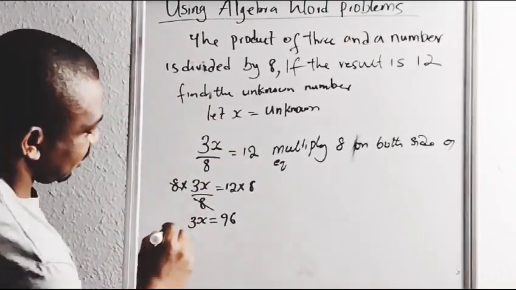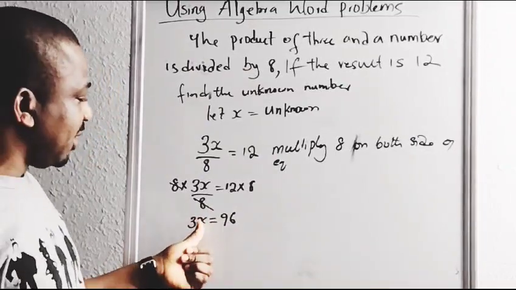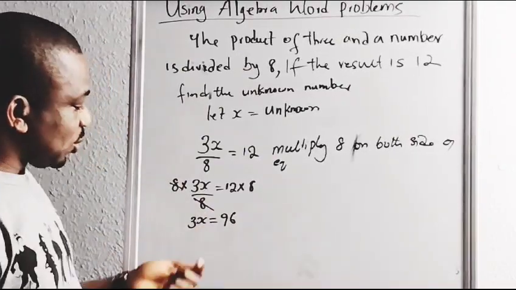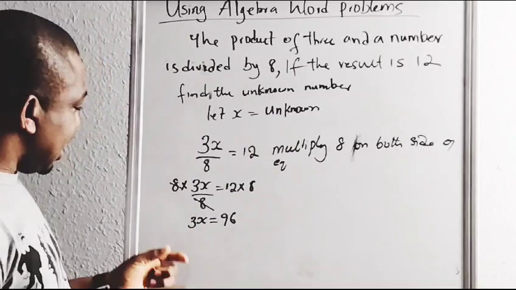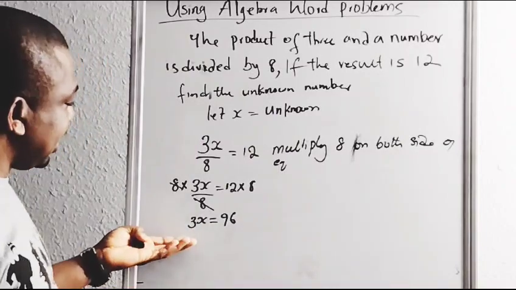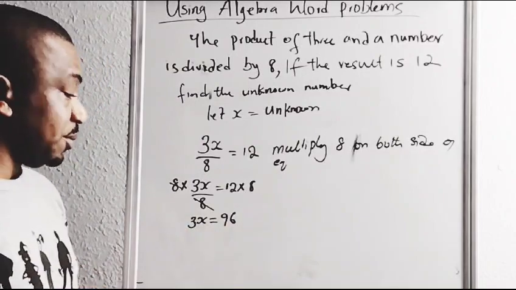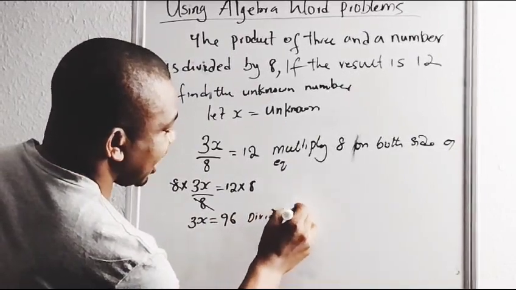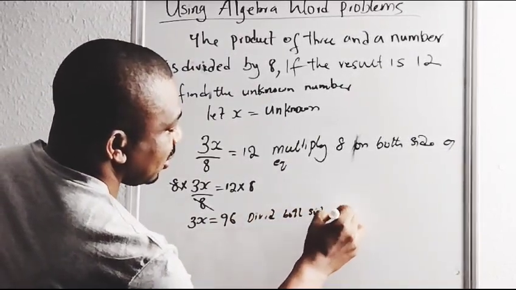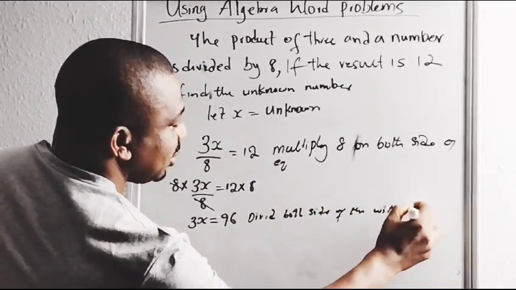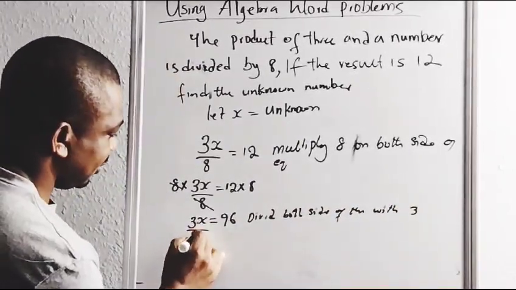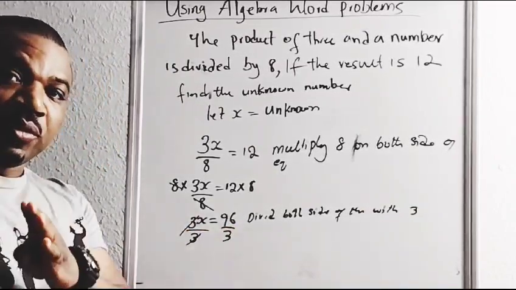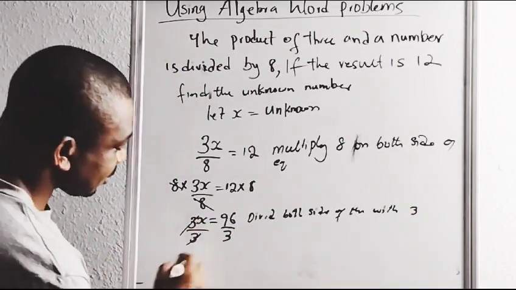So you see we have succeeded in making the equation be in a straight form, or a linear form. So the next thing we do, because what we're looking for is x, which is the unknown, we must isolate x. And the only way to isolate x is by dividing both sides of this equation by 3. So here we have 3 and here is 3. So 3 cancels 3. We have succeeded in isolating x.